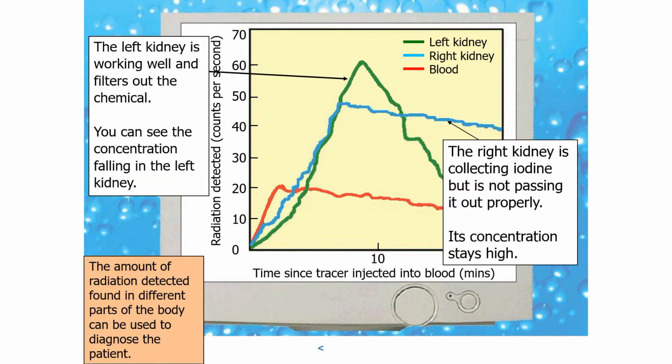Well, you can see that the left hand side kidney is working well as it filters out the chemical. You can see this because the concentration of the radioactive isotope is falling in the left kidney, but in the right kidney it's collecting iodine but it's not passing it out properly. You can see this because the concentration is staying high. So as a medical practitioner, you can diagnose there's an issue with the right kidney.